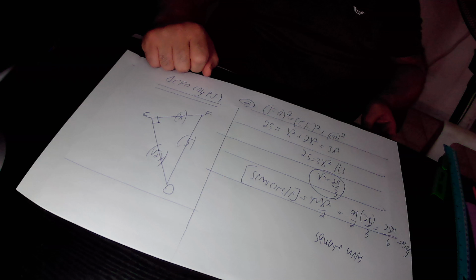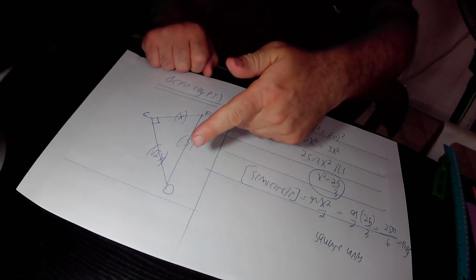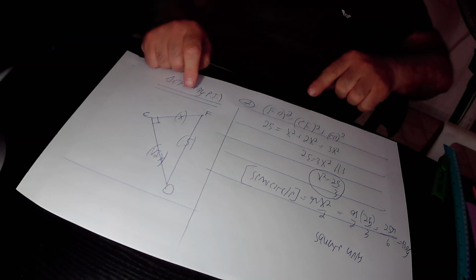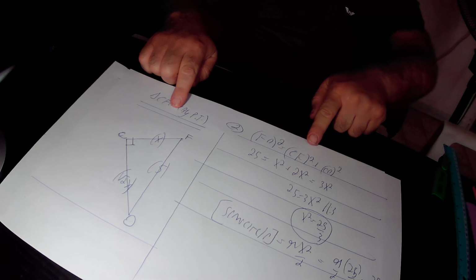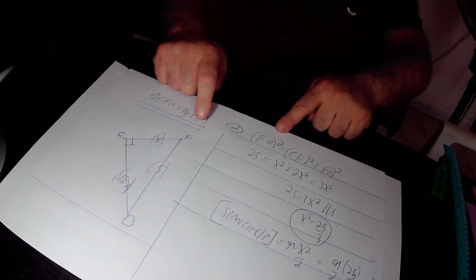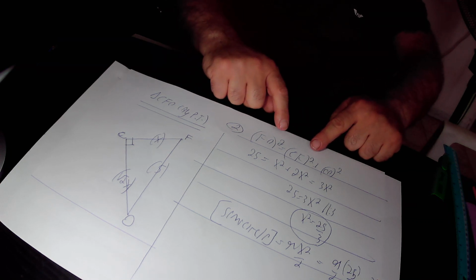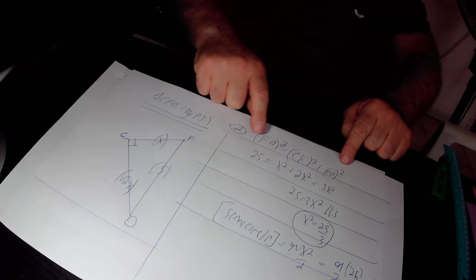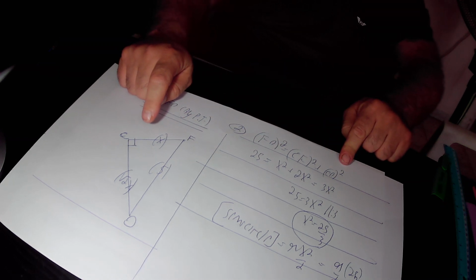According to the Pythagoras theorem, in this right triangle CFO, FO squared, that is the square of the hypotenuse, must be equal to FC squared plus CO squared. FO is 5, therefore FO squared is 5 squared, that is 25, and it equals CF squared. CF is x, therefore CF squared is x squared, plus CO squared. CO is square root of 2 times x, therefore CO squared is square root of 2 times x squared, that is 2x squared.